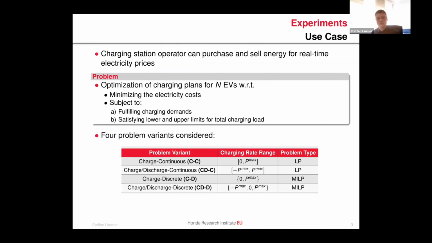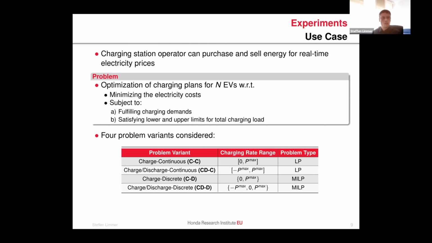The EV charging scheduling problem can be formulated in different ways with different objectives and different constraints. And we assume a basic version where a charging provider can buy and sell energy for real-time electricity prices, which fluctuate over time. And the actual problem is to optimize charging plans for N plugged-in EVs with the objective to minimize the electricity costs under the constraints that the charging demands of the plugged-in EVs are fulfilled, and that in each scheduling interval, lower and upper limits for the total charging power are satisfied. For example, to avoid transformer overloads or high peak demand charges.